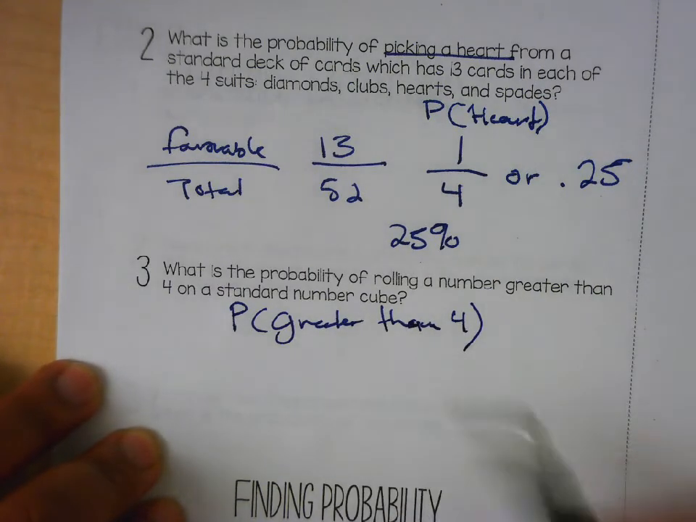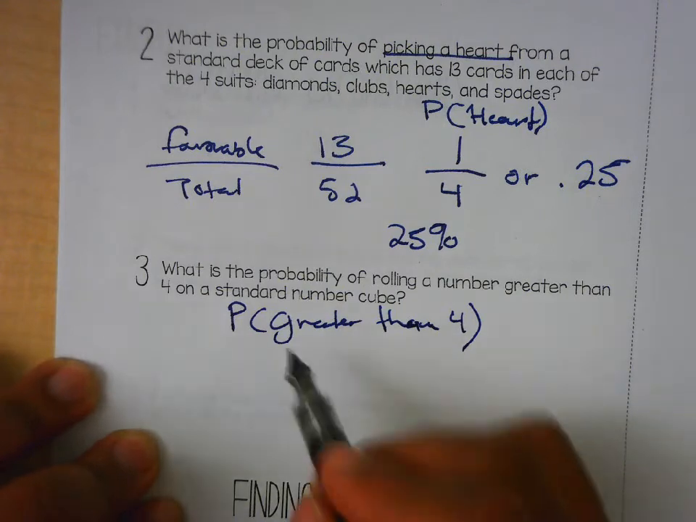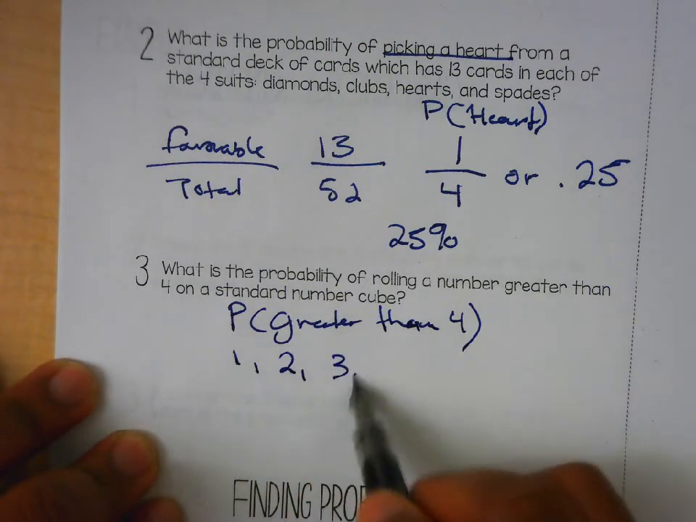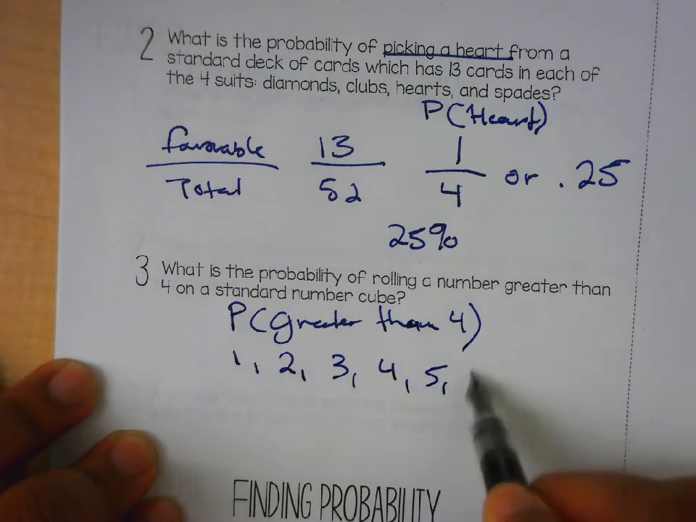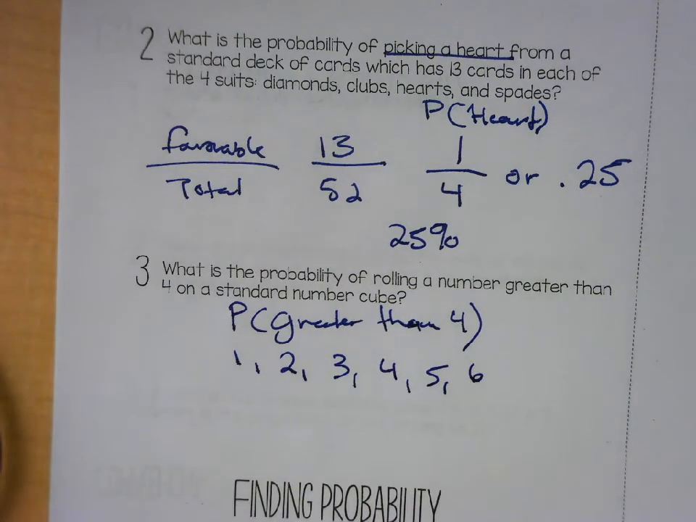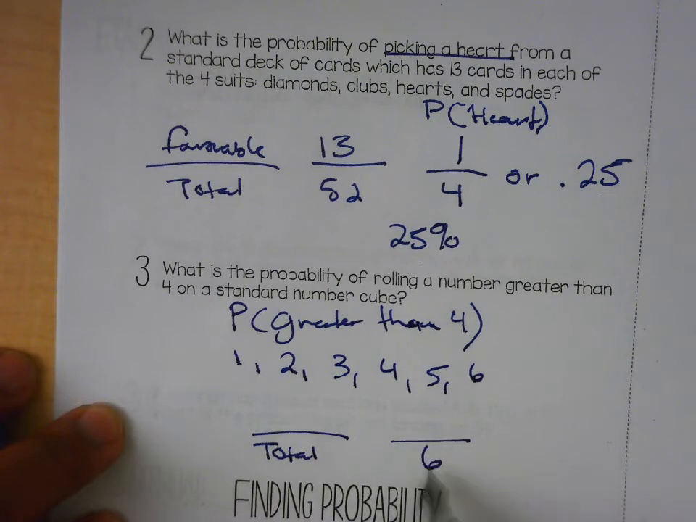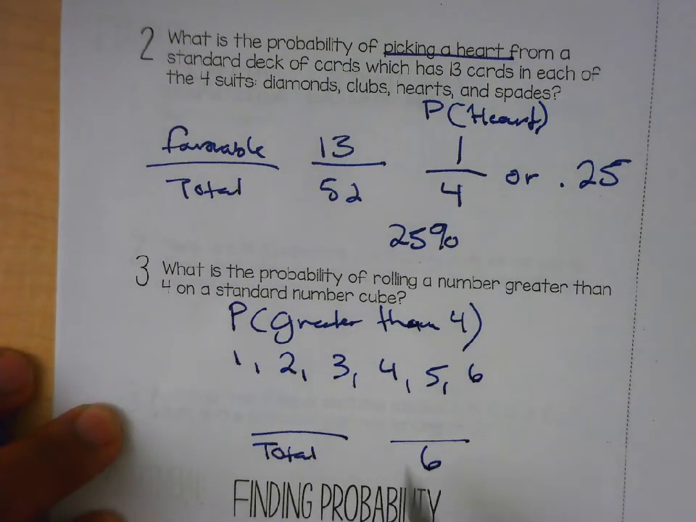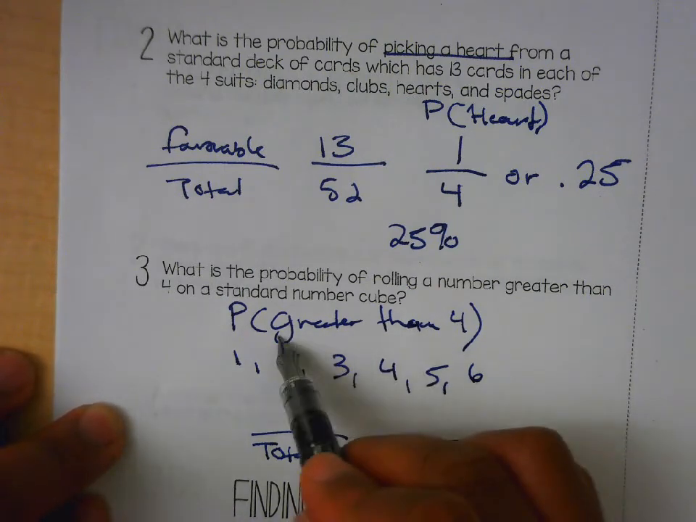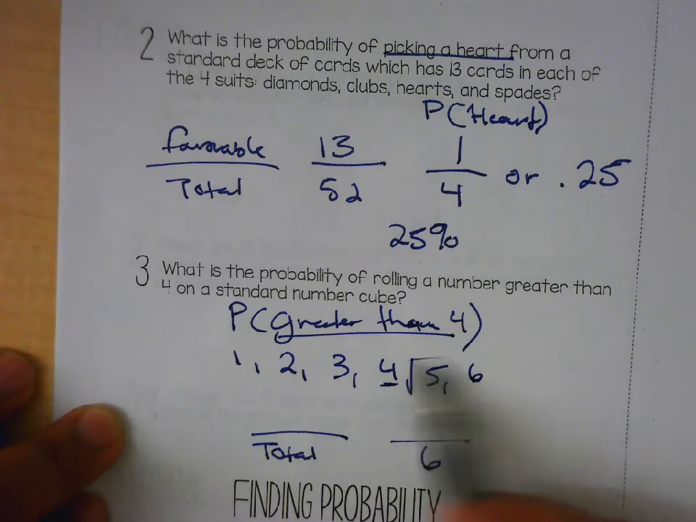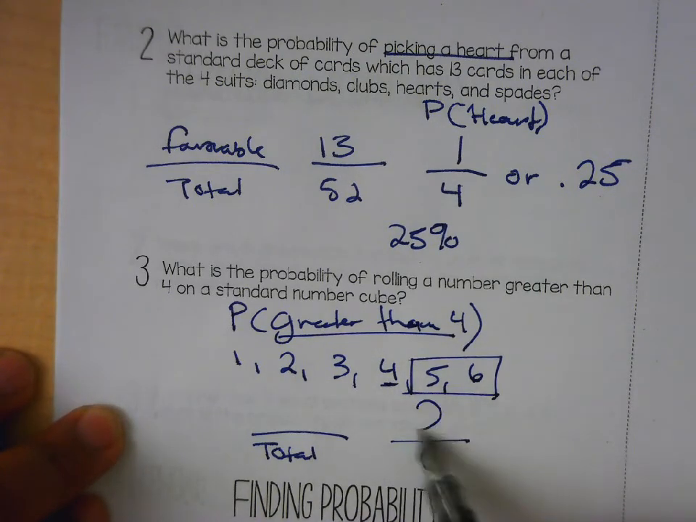So first of all, let's list out the possible outcomes on a die. There's 1, there's 2, there's 3, there's 4, there's 5, there's 6 on a die, right? And so the total outcome is 6. Of these 6 outcomes, how many of them are favorable? How many of them are greater than 4? Well, obviously I can't do 4 because that's not greater than 4. So the only ones are 5 and 6. So that's 2 over 6.